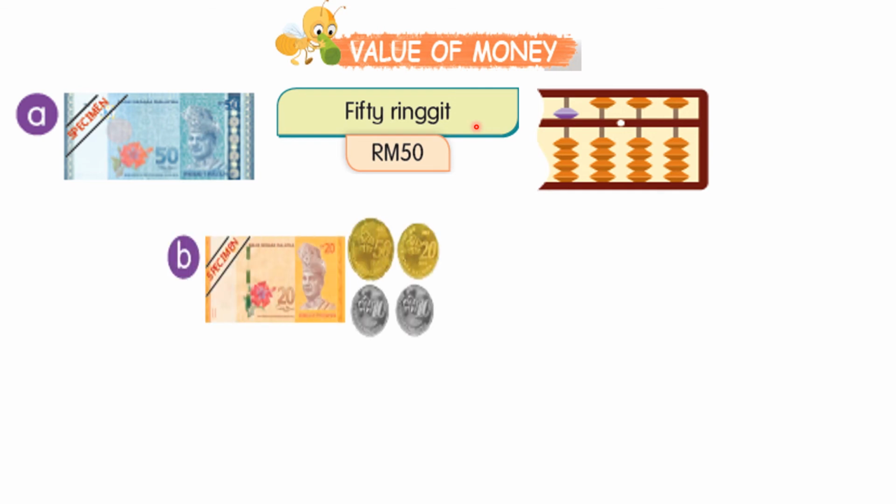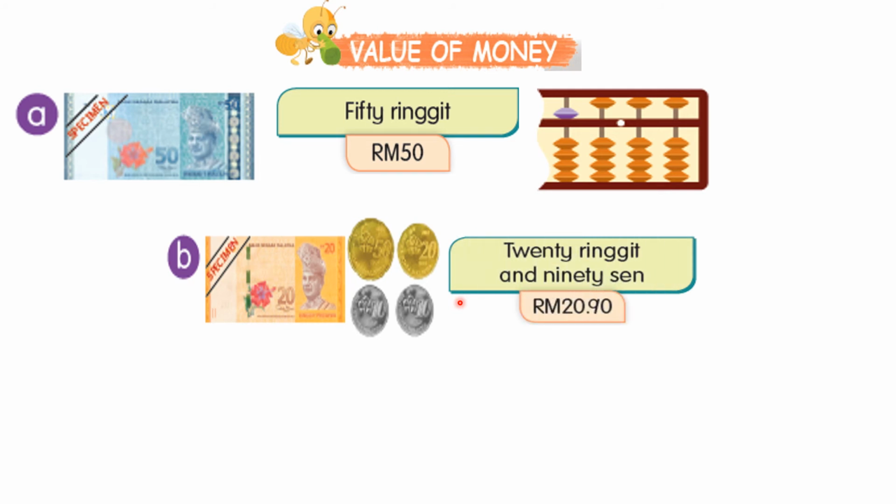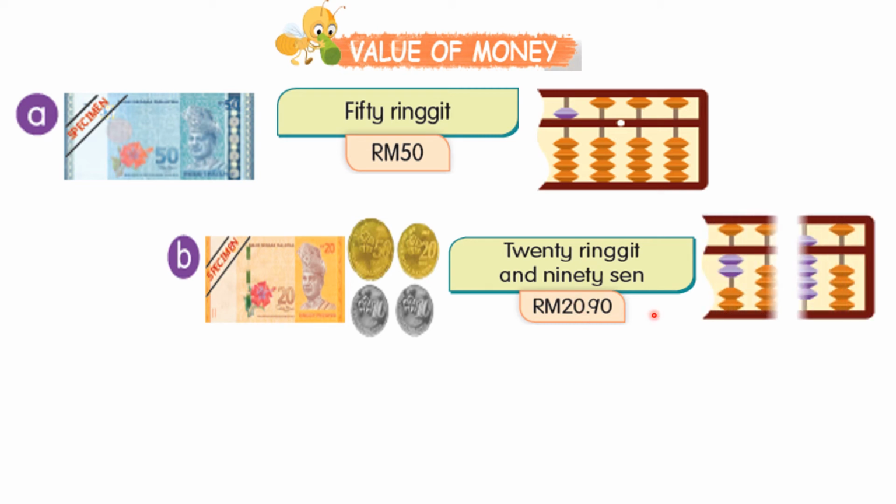Okay, next, B. There is a combination of money there: 20 ringgit, 50 cent, 20 cent, and 20 cent. So if we count it, it will be 20 ringgit and 90 cent. This is the abacus that shows 20 ringgit and 90 cent.